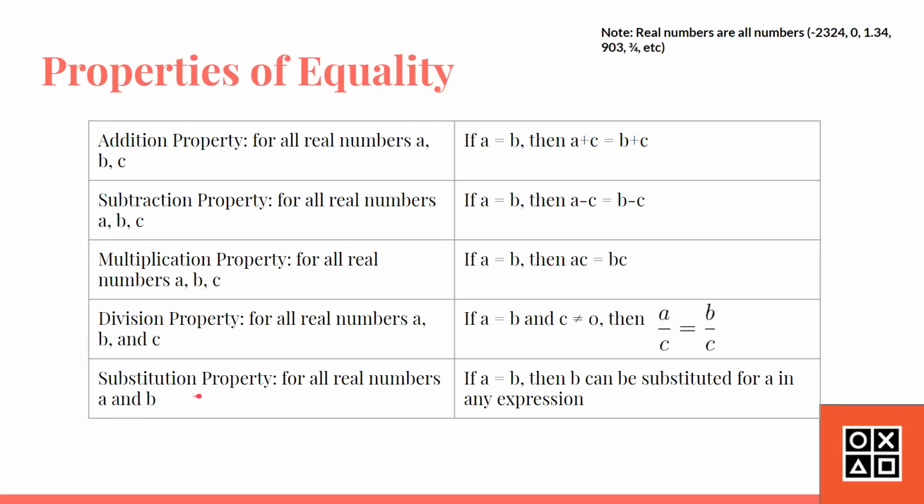Another property we have is the substitution property for all real numbers A and B. If A equals B, then B can be substituted for A in any expression because they are equal to each other, and they're the same.